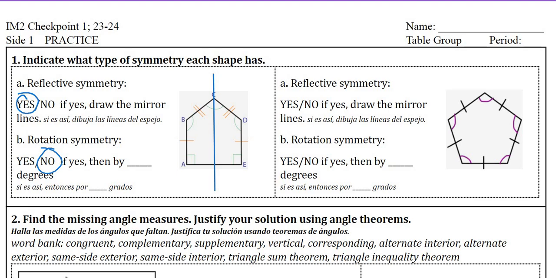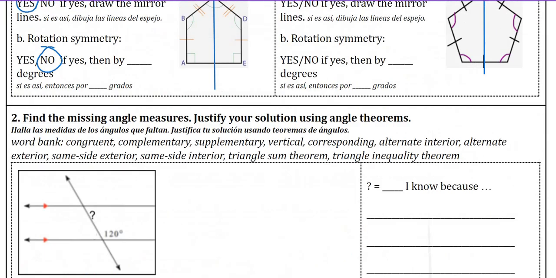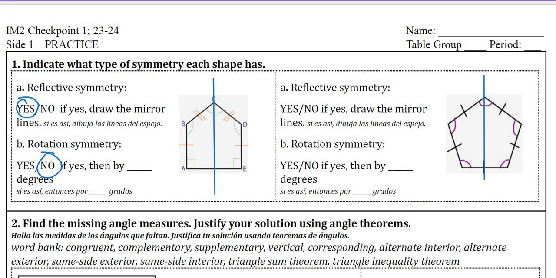Okay, part A, reflective symmetry. If yes, draw the mirror lines, of which there will be many. Okay, so I could cut this in half here, it'd be symmetric. And here. Or here. Or here. This definitely has reflective symmetry. In fact, there are 5 lines of symmetry. Yes, and rotation? Yes.